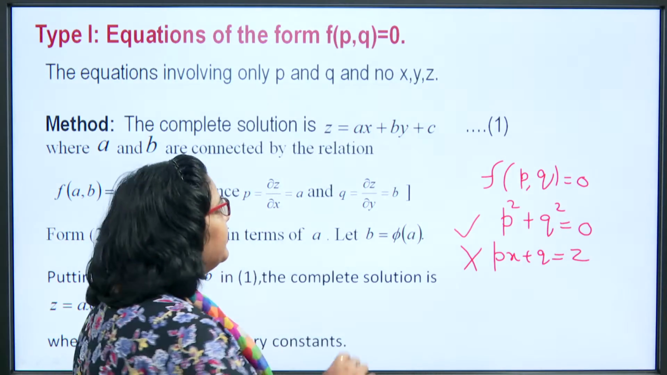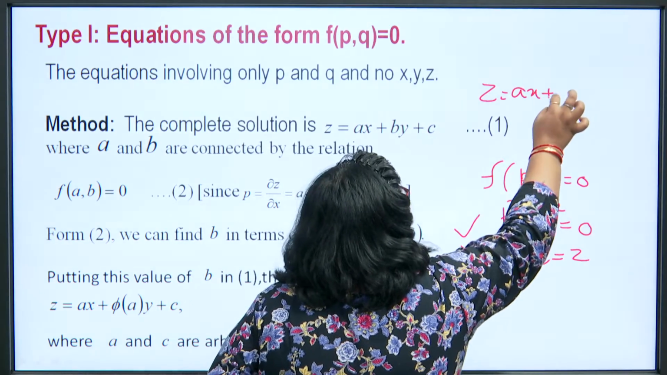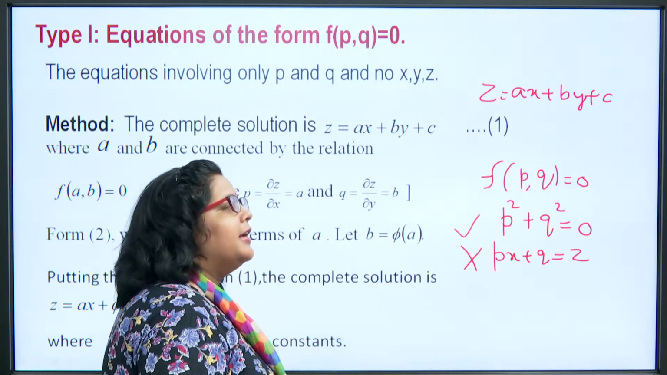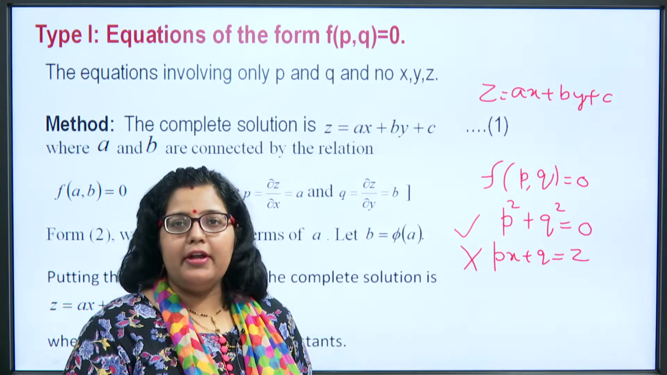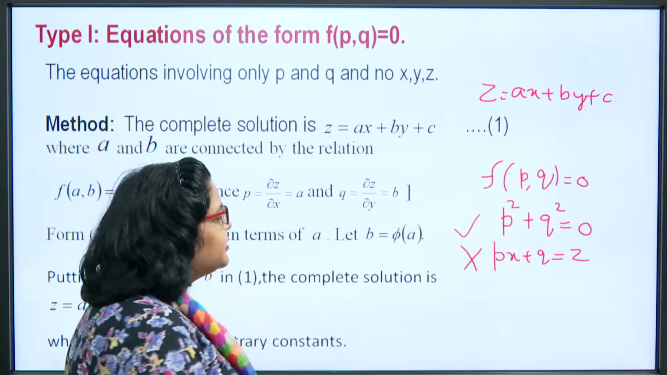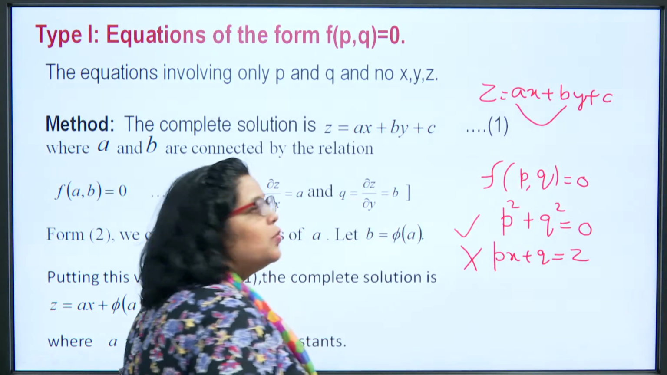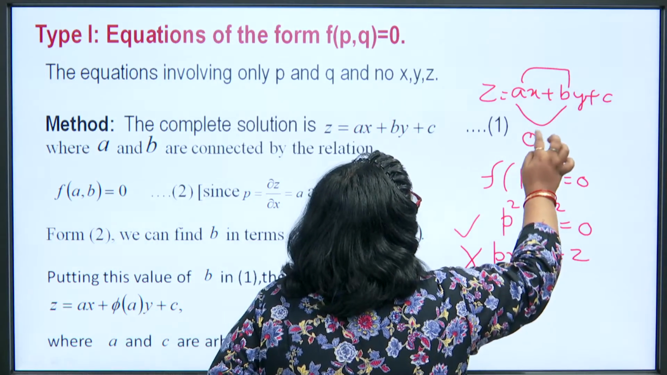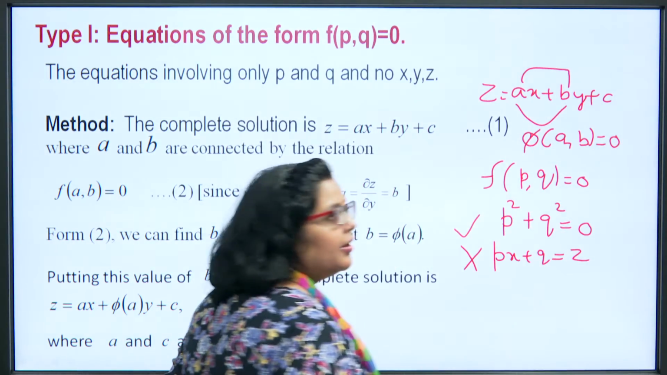For this we assume that the solution is z equal to ax plus by plus c. We see that there are three arbitrary constants a, b, c, but we know a non-linear partial differential equation has two arbitrary constants. So, we reduce this solution to two arbitrary constants. We find a relation between a and b from the given equation.